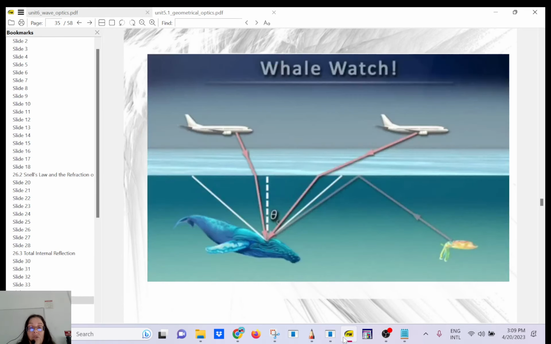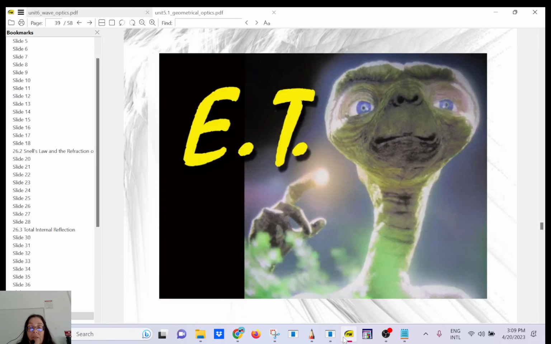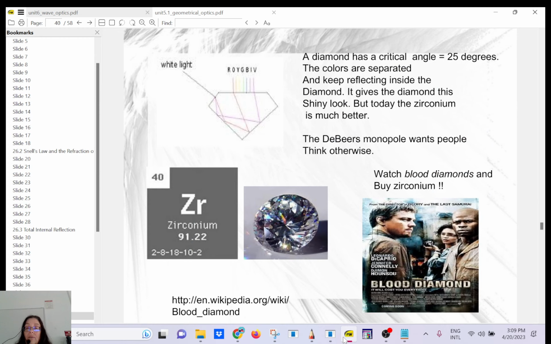That's what makes a diamond so shiny. There was a very good movie called Blood Diamond, right? By the way, they exploit slaves to extract the diamonds, and they use kids.